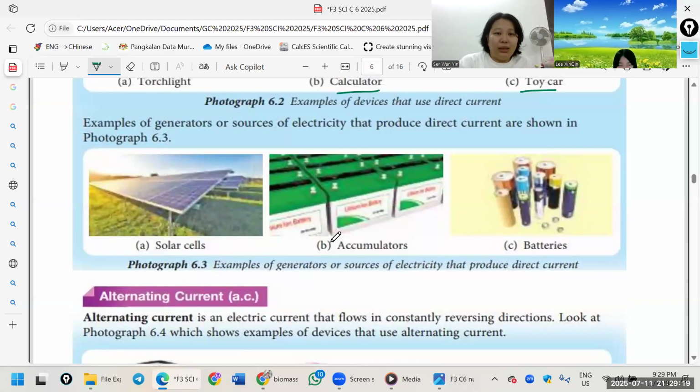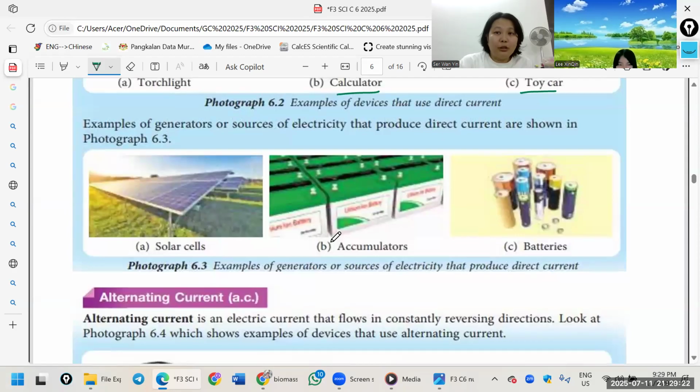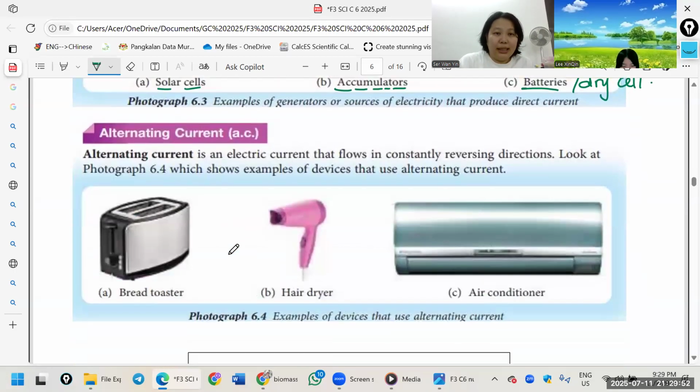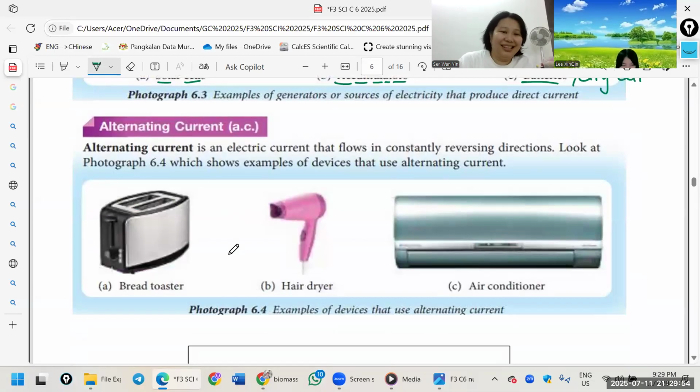By the way, battery. Last time we said battery, but starting now we are going to learn dry cell. Car battery is a wet cell, but we don't say wet cell, we say accumulators. Okay, accumulators, or we use solar energy.